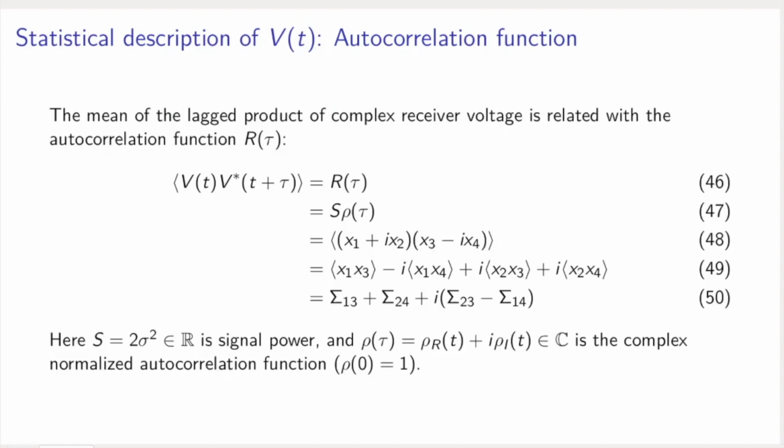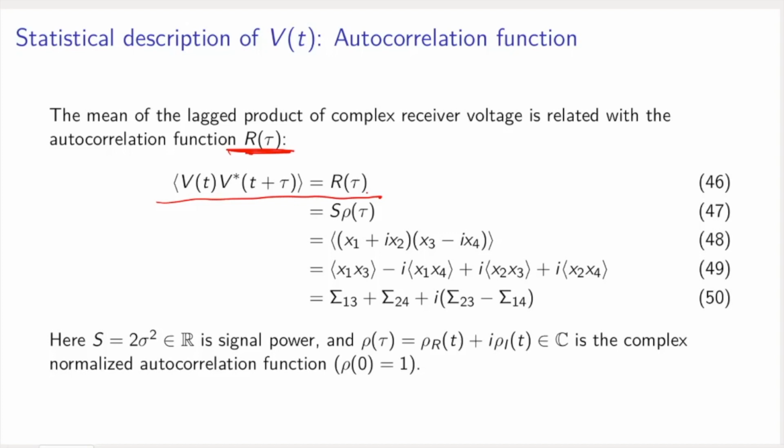The primary quantity of interest when making an incoherent scatter radar measurement is the autocorrelation function of the scattered complex voltage, R of tau. The definition of the autocorrelation function is given in equation 46. It's the expected value of complex voltage measured at time t multiplied with the conjugate of complex voltage measured at time t plus tau. The autocorrelation function tells us how the plasma reconfigures itself as a function of time, which again depends on the plasma parameters of the volume that is being measured.